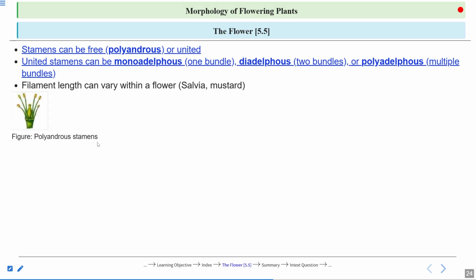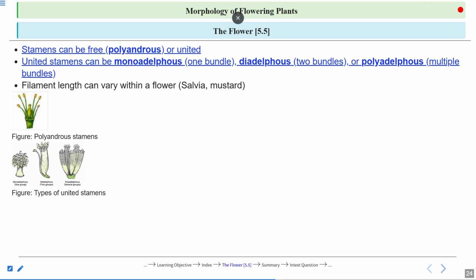This is the polyandrous stamen. Polyandrous, all are free. The first line, stamens can be free. Polyandrous, all are free. See this. Monoadelphous, all the stamens are in one group. Monoadelphous condition. This is diadelphous condition. All this you see in the case of pea plant. There are a total of 10 stamens in the pea plant. 9 are present in one group and one single is present in another group.